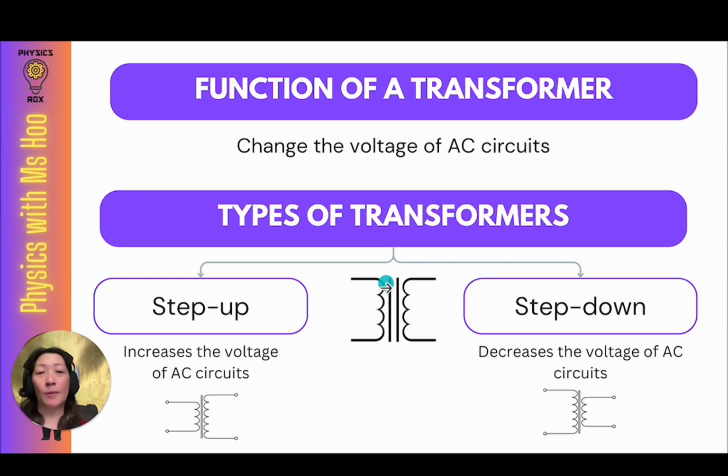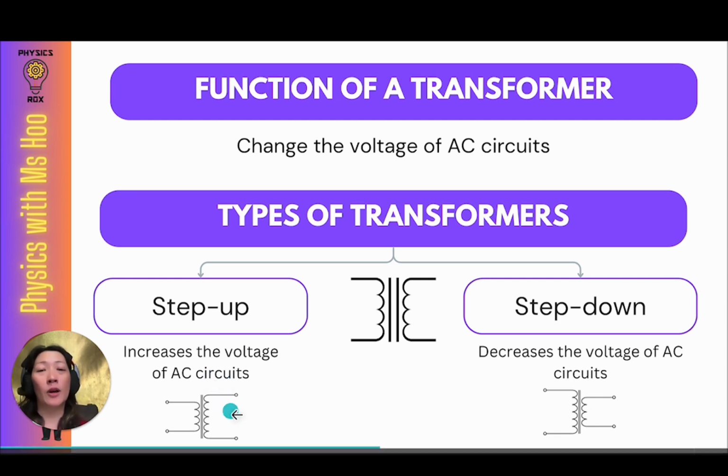Now this symbol is used in general. It can be used for step up or step down, but sometimes in circuit diagrams, they may want to make it clear whether it's step up or step down. Whether it's a step up or step down depends on the ratio of the number of loops. So you can see here in the step up transformer, there are more loops on the secondary coil, whereas for the step down, there are fewer loops on the secondary coil.